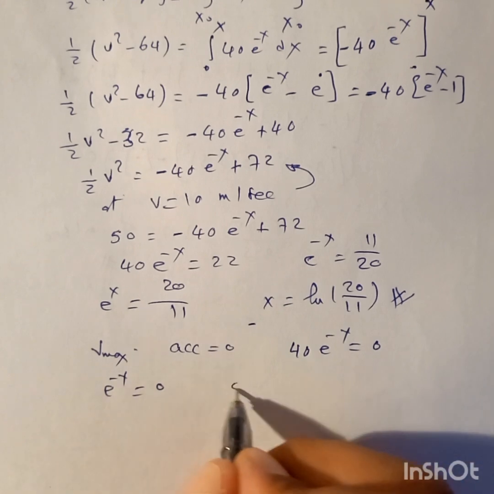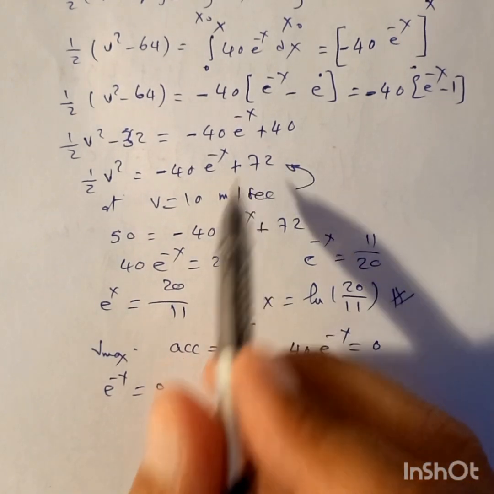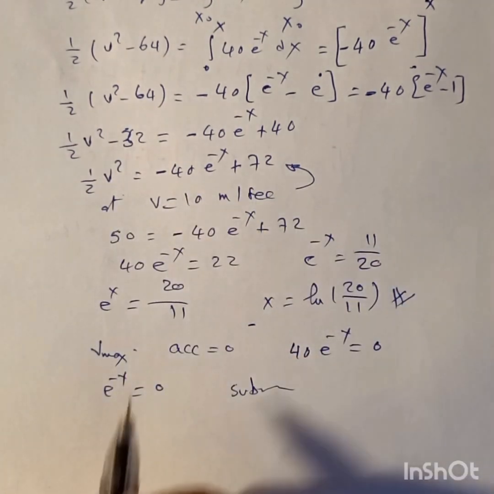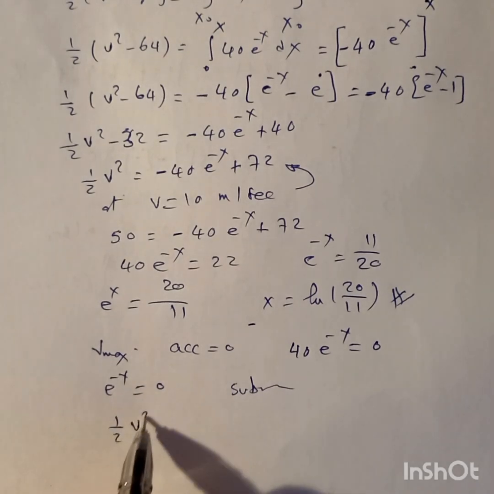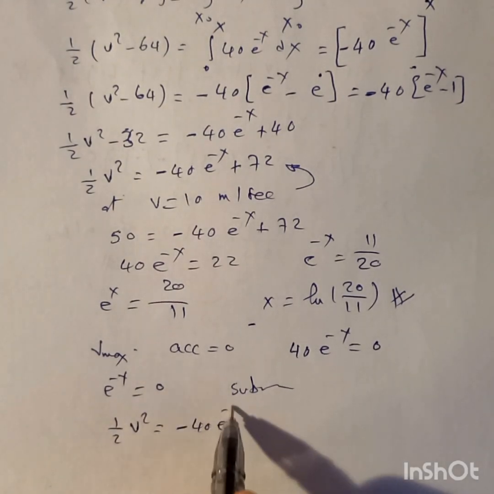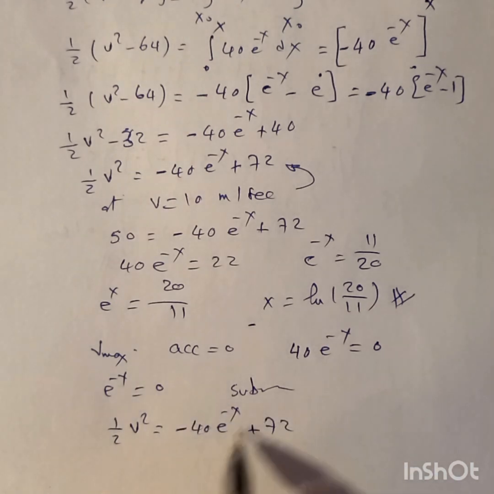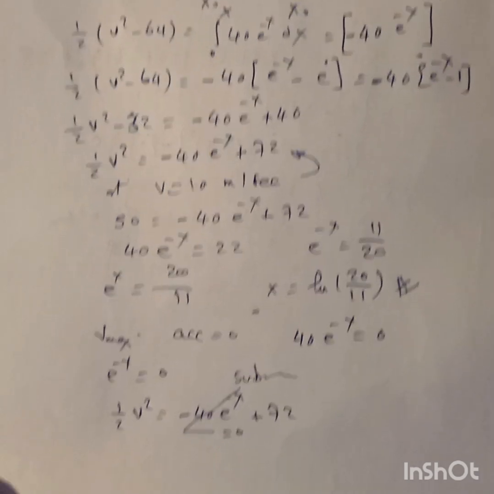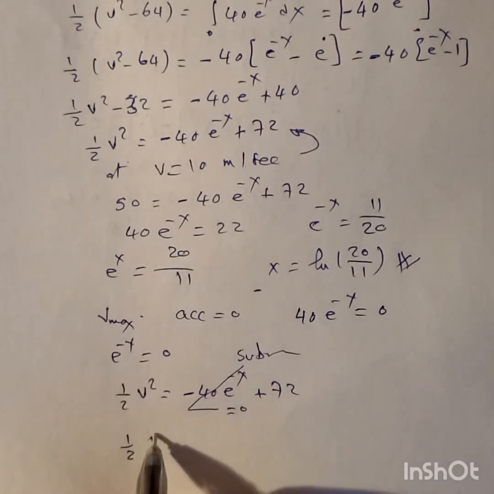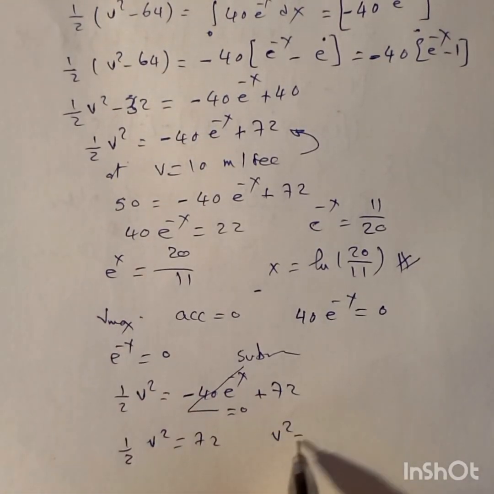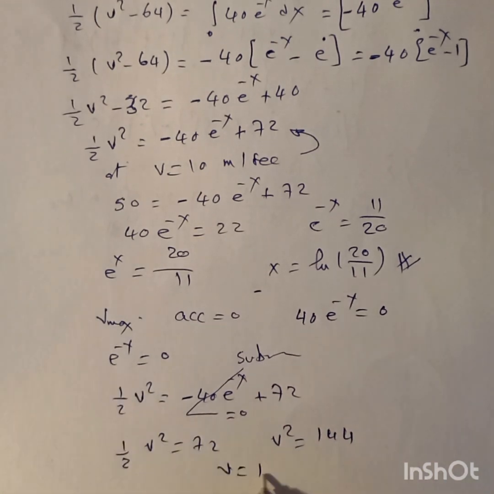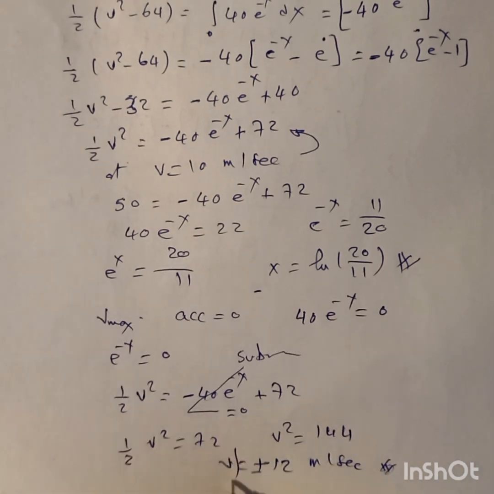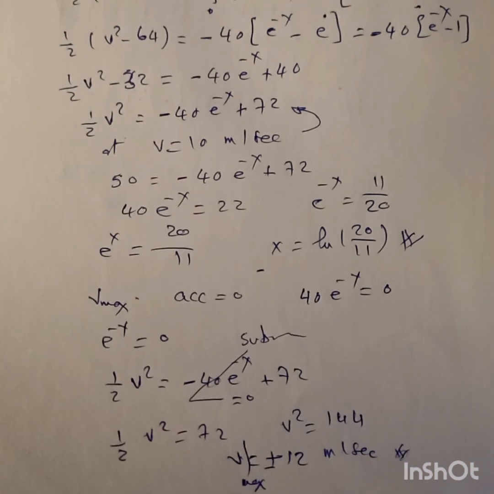Okay, and now we can substitute in the equation relating the velocity and displacement. Here we have half v squared equals negative 40 e to the power minus x plus 72. Since e to the power minus x equals 0, this term equals 0. Then we have half v squared equals 72, or v squared equals 144, then v equals positive 12 meters per second. This is the maximum velocity. Okay, and this is required to find.